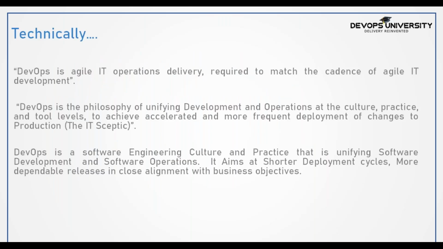Now, if you go for the more technical definitions, team, try to understand the technical definitions also. That is the first goal of your DevOps. Let's get into the technical definitions also here. DevOps is an agile IT operations delivery required to match the cadence of IT agile development, right?